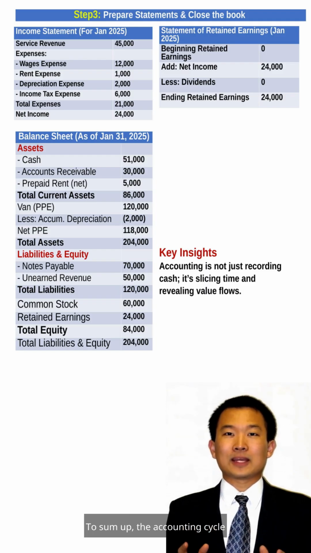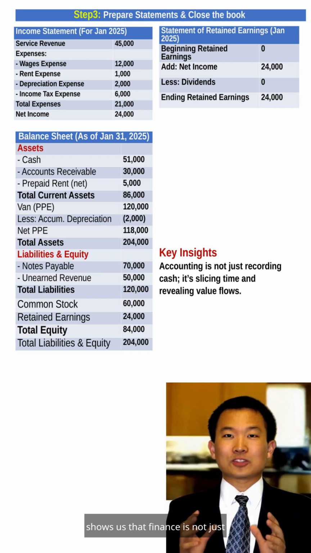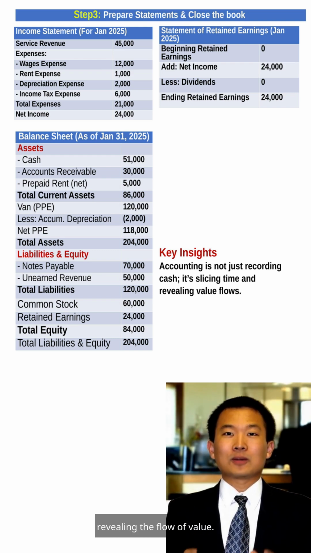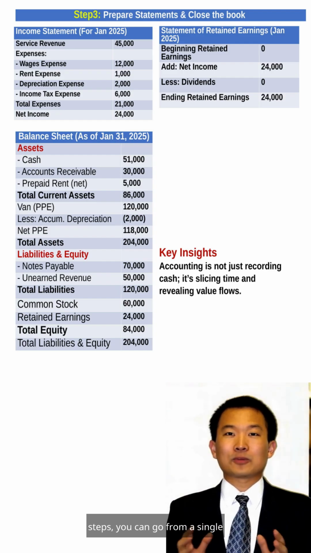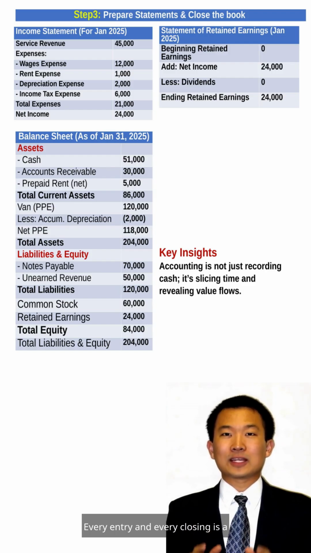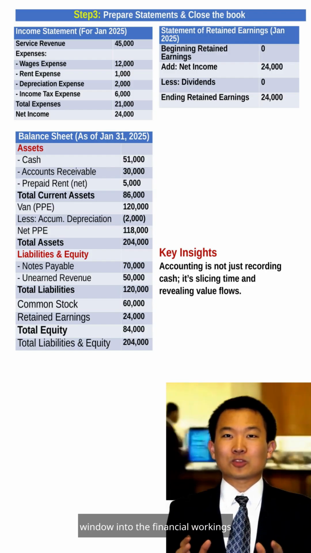To sum up, the accounting cycle shows us that finance is not just about recording cash. It's a process of slicing time and revealing the flow of value. By mastering these three main steps, you can go from a single voucher to a complete set of financial statements. Every entry and every closing is a window into the financial workings of a business.